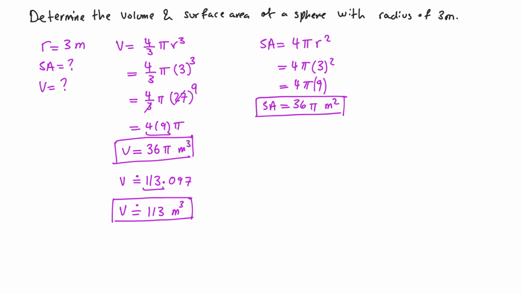So for the surface area, similar to last time, I don't have to put this in my calculator again because I'm going to get the exact same value, which will be 113 meters squared. And make sure that your units are correct. For surface area, our unit is meters squared or centimeters squared, whereas in volume it's meters cubed or centimeters cubed.